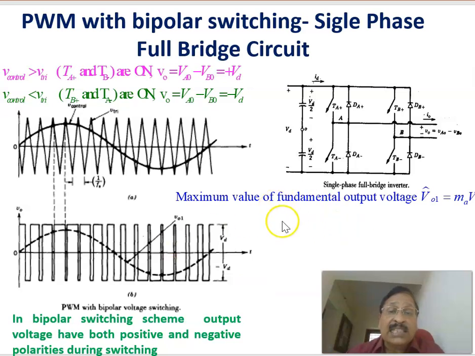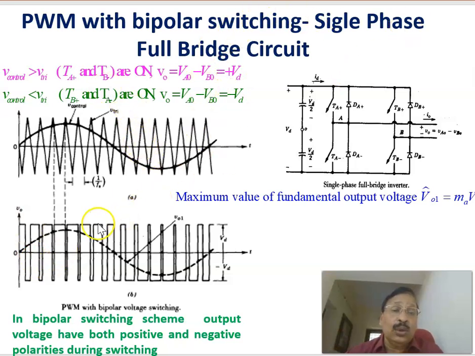That is why it is called bipolar switching. Either the output voltage will be plus VD or minus VD. And the maximum value of the fundamental voltage, as we have seen in this case, is equal to MA into VD. Unlike the previous case, MA into VD by 2, because it was oscillating from plus VD by 2 to minus VD by 2. But in this full wave bridge circuit, it is oscillating from plus VD to minus VD. Therefore, the maximum value of the fundamental is given by MA into VD. In the bipolar switching scheme, the output voltage has both positive and negative polarities during switching. That is why it is called bipolar switching.